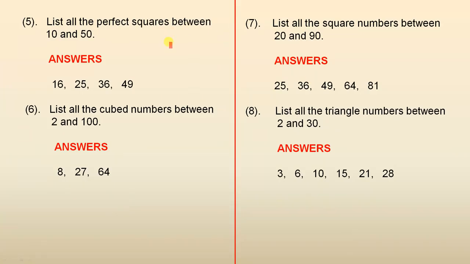List all the perfect squares between 10 and 50. So the first one is 16 because it's 4 squared, then 5 squared, 6 squared, 7 squared. So we have to stop there.